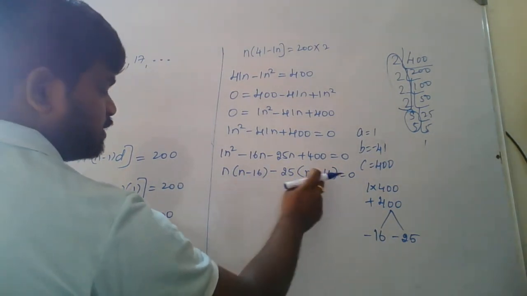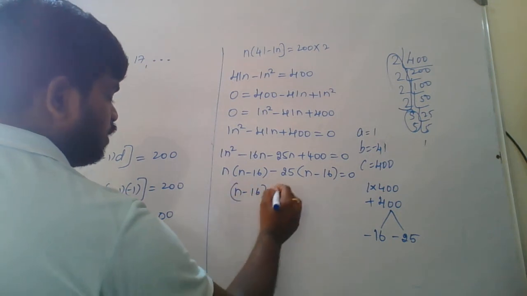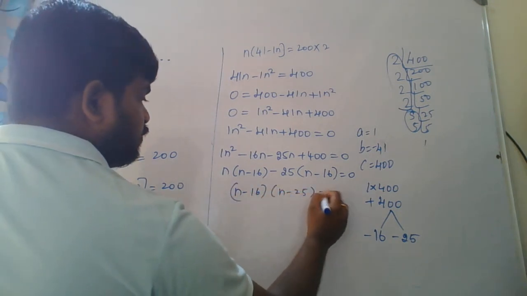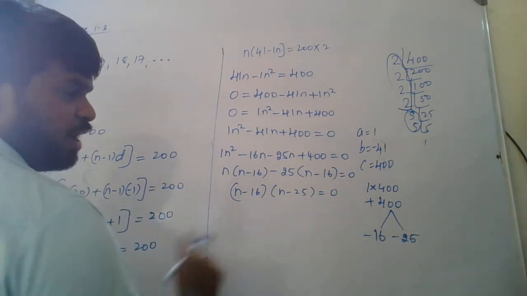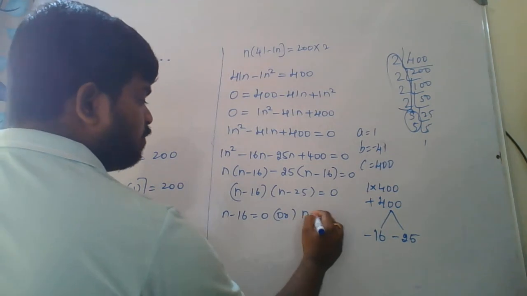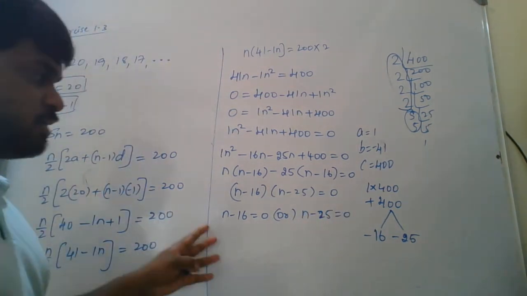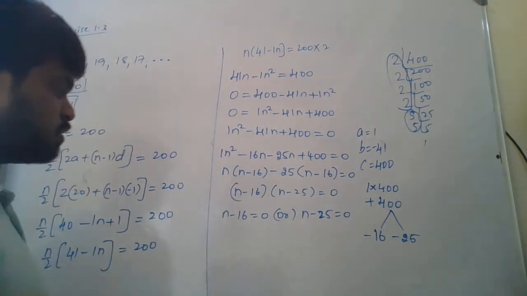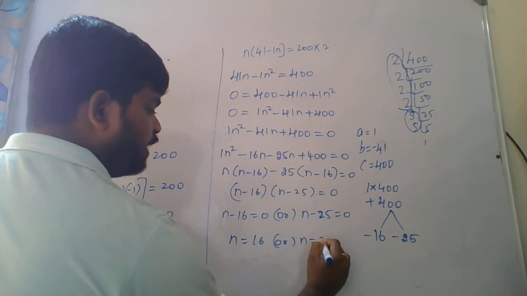So n minus 16, n minus 16, I can take it as common. n minus 25 will be left out, equal to 0. Product of two things is 0, so any one should be 0. So which implies n minus 16 is 0 or n minus 25 is equal to 0. I've already discussed these things in the previous videos, which implies n is 16 or n is 25.